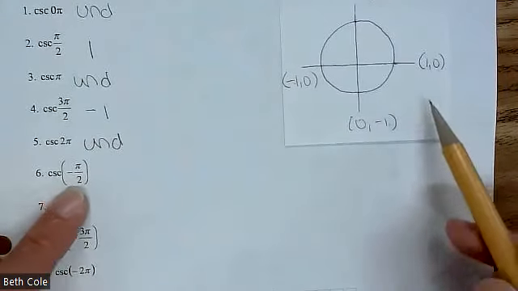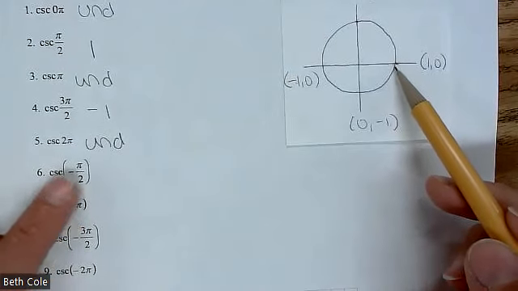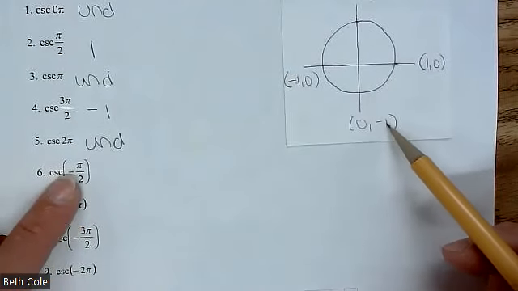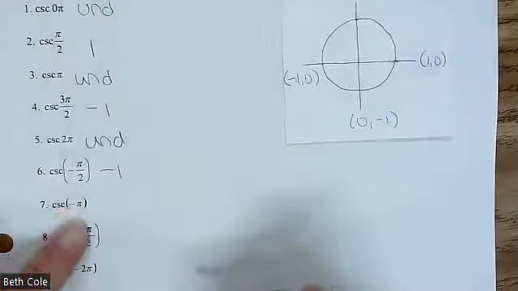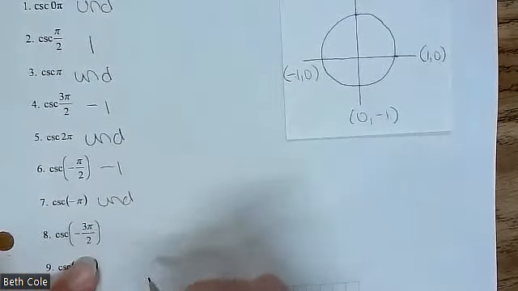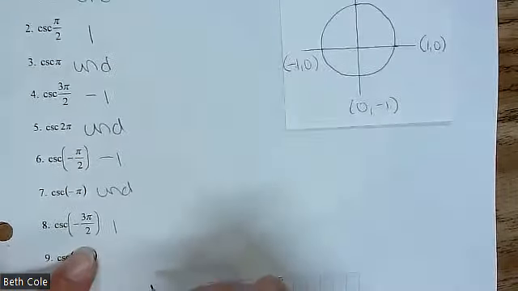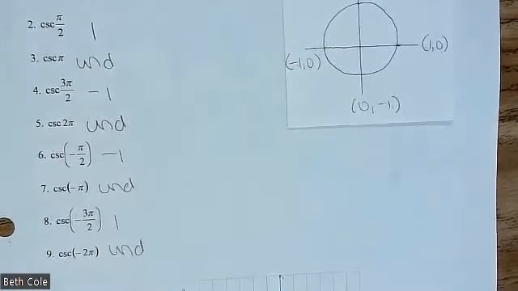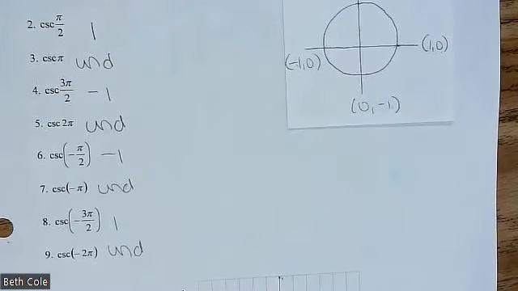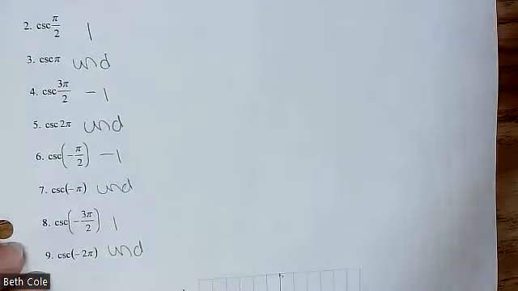Now we're going to go around the circle backwards. Same thing, except we're going the other way. Negative pi over 2 is going to be down here at the bottom. That'll be -1. And then undefined. And then +1. And then undefined. So we're going to take that information and put it on our graph.